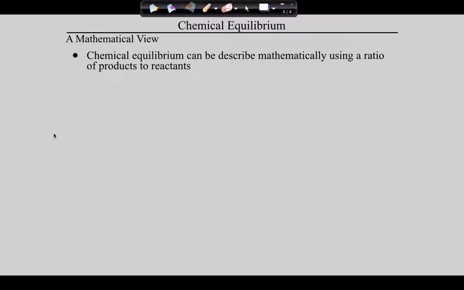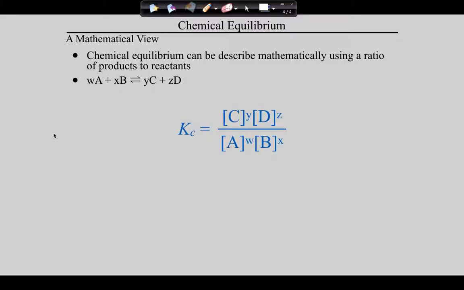representation of equilibrium. And guys, when we study equilibrium mathematically, we write these KC expressions. I really don't think you need to write this down. But fundamentally it goes W moles of A plus X moles of B in equilibrium with Y moles of C and Z moles of D. Remember, products go on the top, reactants go on the bottom.